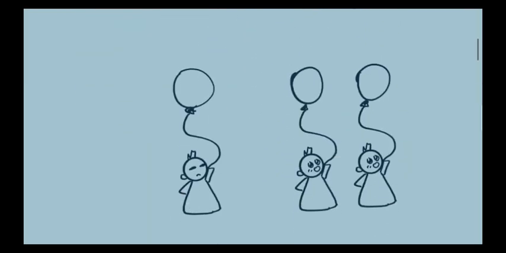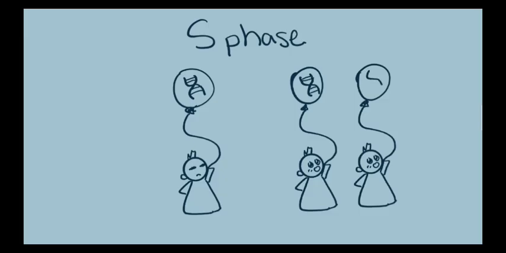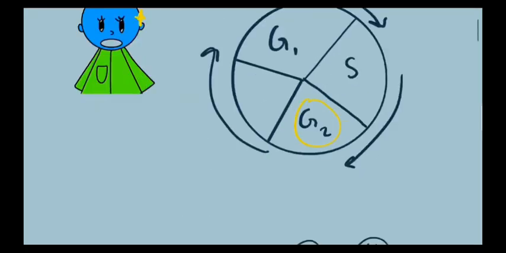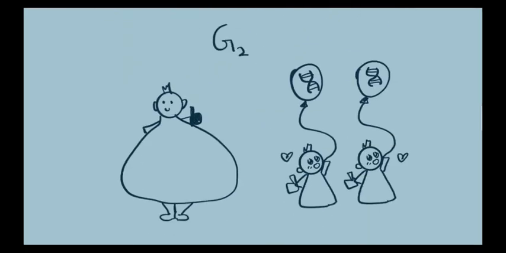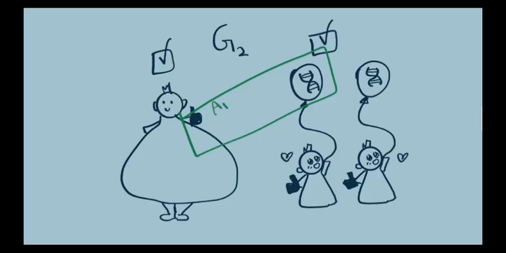The next step in interphase is S phase, where DNA is replicated. Every chromosome is copied, forming 2 sister chromatids. This step is critical because errors here can lead to mutation. In G2, the next step, the cell grows more and checks, was my DNA copied correctly? Only if everything looks good does the cell move on to division, or the M phase.